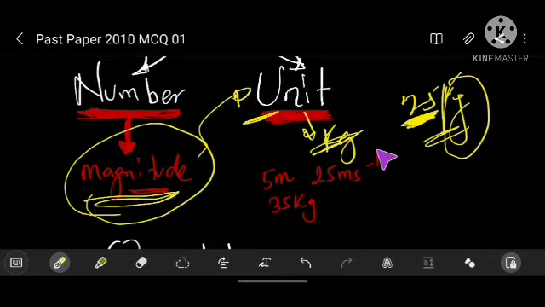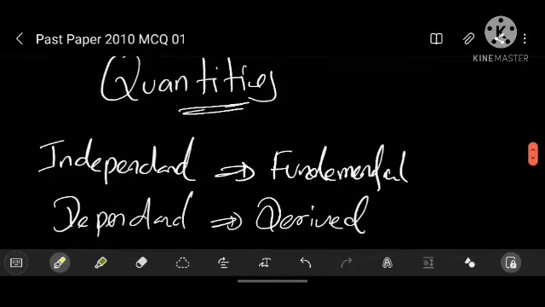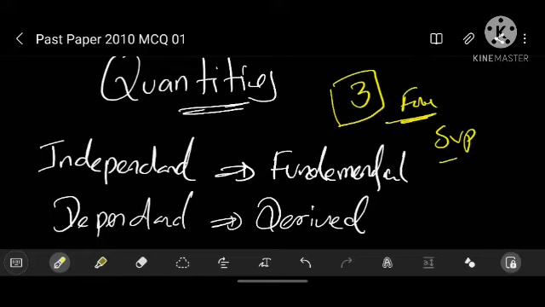So let's say like 5 meters, 35 kilograms, anything. If you take anything, 25 meters second minus 1, anything, there'll be a number and there'll be a unit. Okay, so in order to understand the dimension, we need to understand the quantities. Basically there are three types of quantities: fundamental quantities, supplementary quantities, then derived quantities.